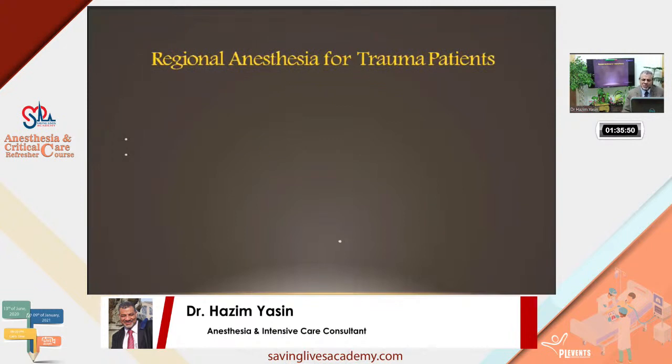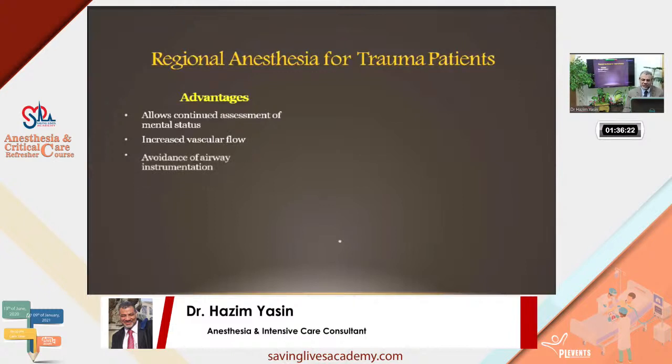How to choose the kind of anaesthesia? Of course, it should be either regional anaesthesia or general anaesthesia or combined. Regional anaesthesia advantage: it allows continued assessment of the mental status. This is the most important advantage of regional anaesthesia. You can control and monitor the neurological status throughout the whole operation. Increase the vascular flow, avoid airway manipulation.